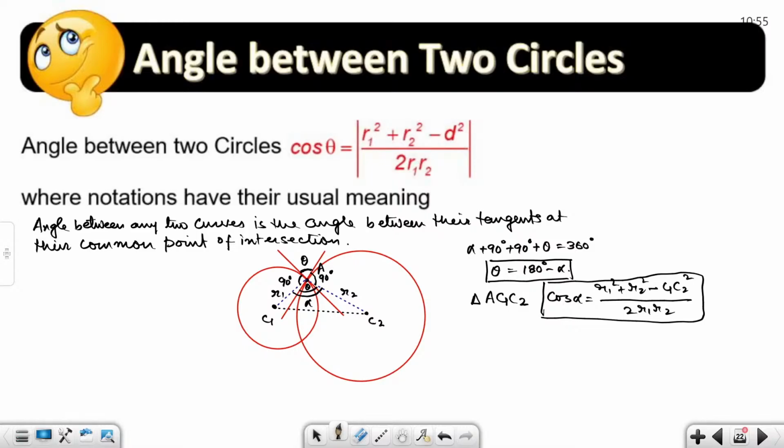Is it clear? But the angle between the two circles is not alpha. The angle between the two circles is this theta, that is the angle made by the two tangents at their common point of intersection. So in place of alpha, I can replace it from this equation as 180 degrees minus theta, which is R1 square plus R2 square minus C1C2 square divided by 2 R1 R2. Now cos of 180 minus theta will give us minus cos theta, which is the same thing.